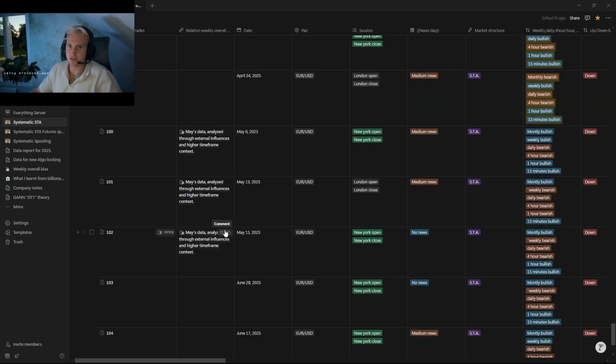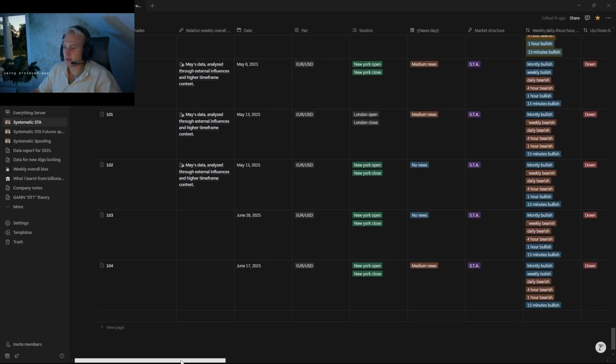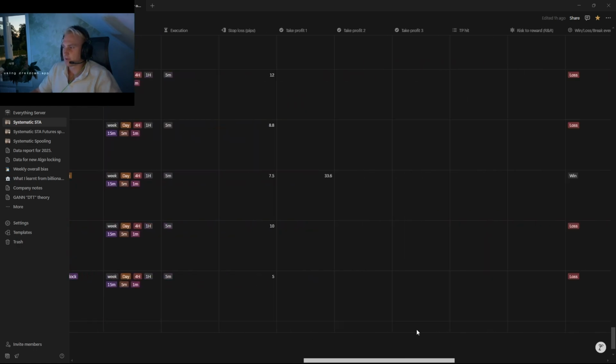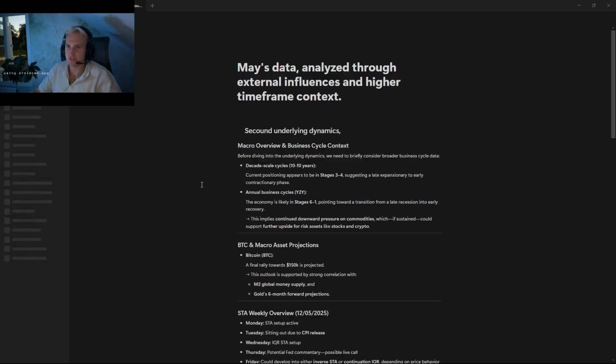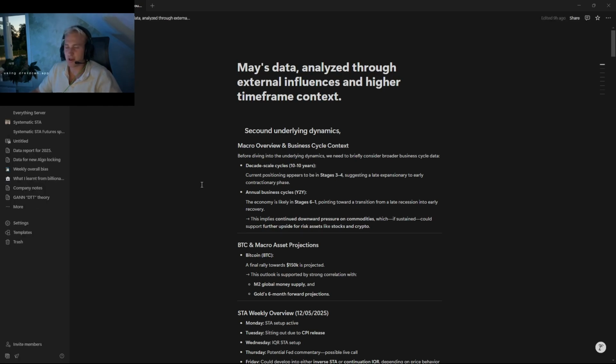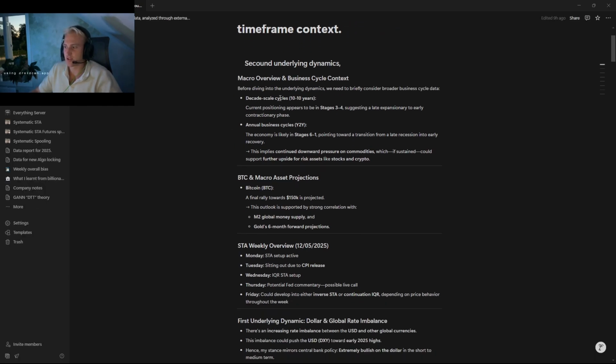Similarly here, you can see I have more or less the same grid, same layout. The only difference is I have a lot more data on this. Like I said, I have data up to the 100s. And here I have also added a relation weekly overall bias, which is something I've not added on futures yet, since I've nearly always had the same bias. And you can see how this looks.